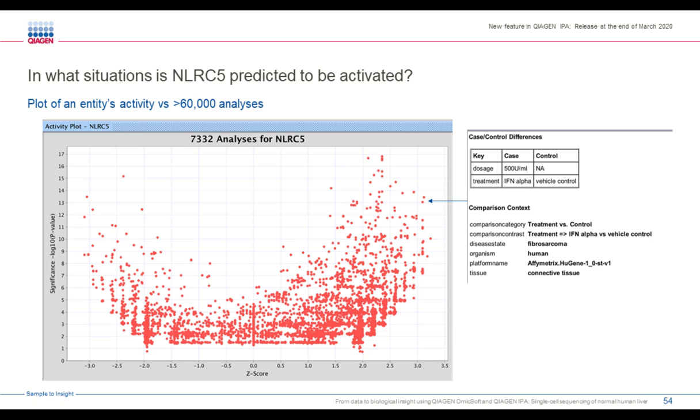We have asked the same question as for the pathways. NLRC5 is predicted to be activated, but in what situation? Can looking at 60,000 data sets tell us anything, any insight? And the answer is yes. So here, this is a plot that looks at 7,000 analyses in which NLRC5 is predicted to be activated, with a score superior to 2, or predicted to be inhibited, with a score inferior to -2. We can look at a specific metadata. Here, this is an interferon alpha versus control in a fibrosarcoma type of experiment.